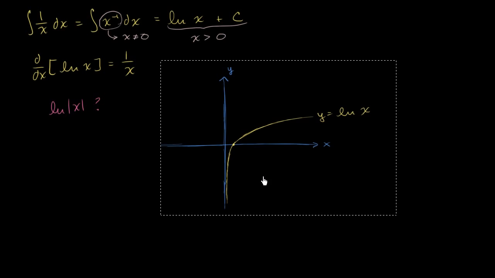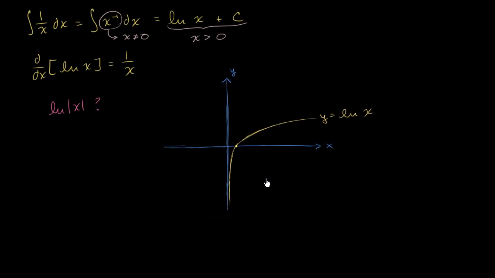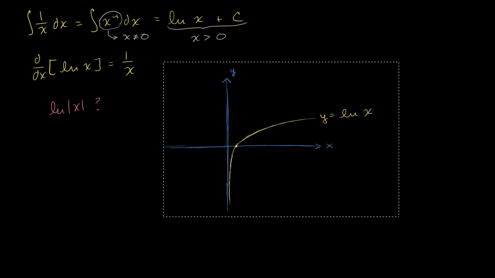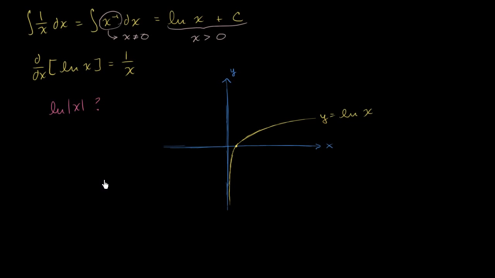I had done this ahead of time. That right over there is roughly what the graph of the natural log of x looks like. So what is the natural log of the absolute value of x going to look like? Well, for positive x's, it's going to look just like this. If you take the absolute value of a positive x, it's just the same thing as the original value. So it's going to look just like that for positive x's.